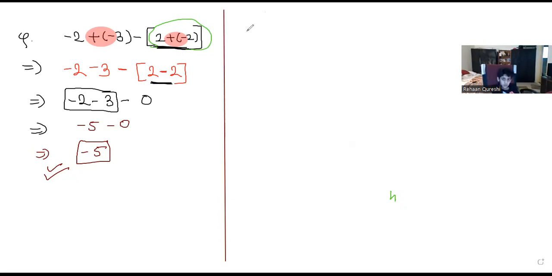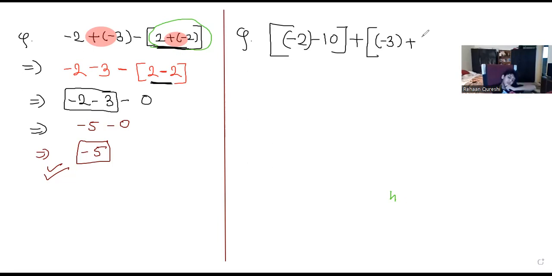So next question: minus 2 minus of 10 in one bracket, then in another bracket minus of 3 plus minus of 2. Tell me, what is the first step? First of all, we are solving this bracket. We will do 2 plus 10, because minus and minus are both the same symbol, and whenever there are two same symbols they are counted as addition. So 2 plus 10 equals 12.